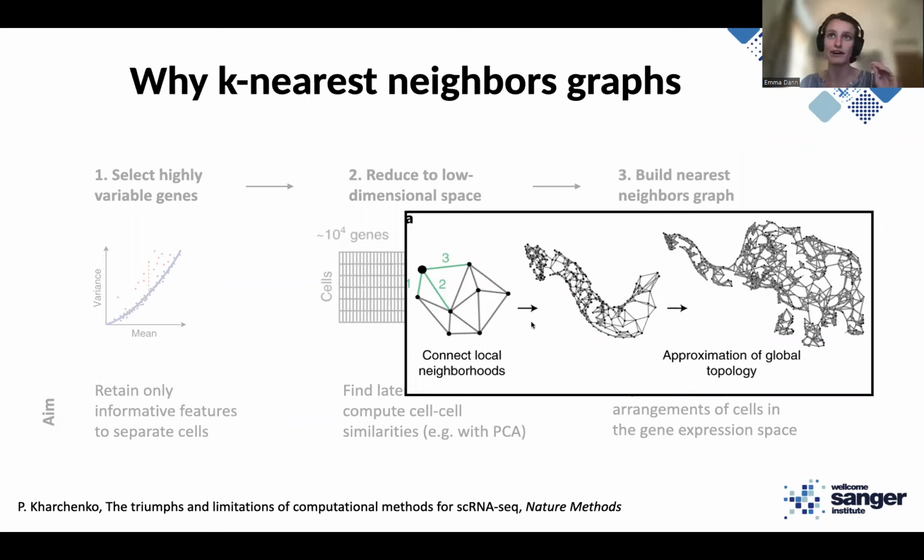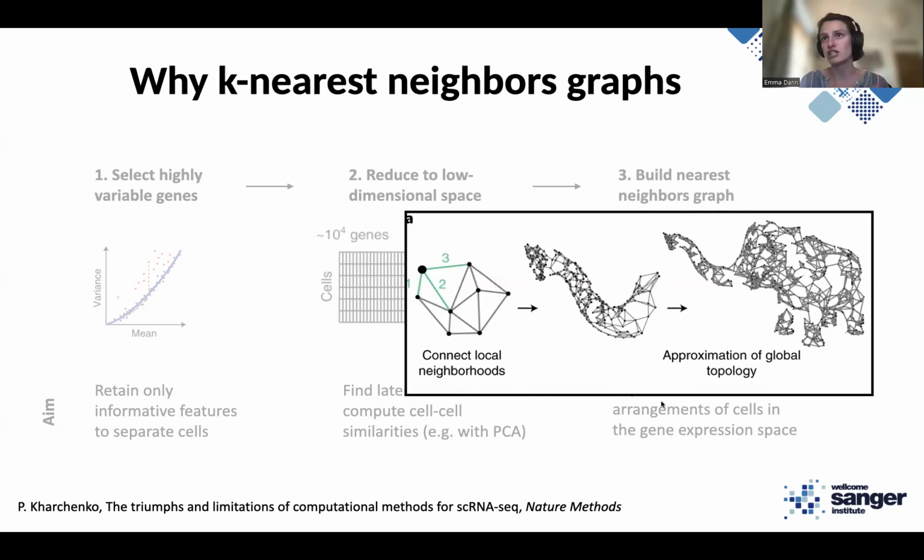Here is an example where we can see that by connecting the dots that are closer to each other, we first start seeing some body part, and then the structure of a whole elephant becomes apparent. So by doing this local connection, we actually approximate the global topology, the global representation of our data set. And this is what we'd hope it's doing also in our cells in this gene expression space that is a bit more abstract than the elephant.